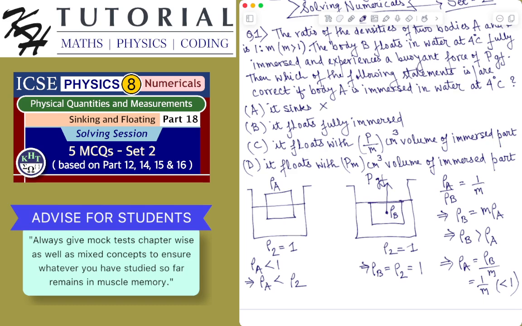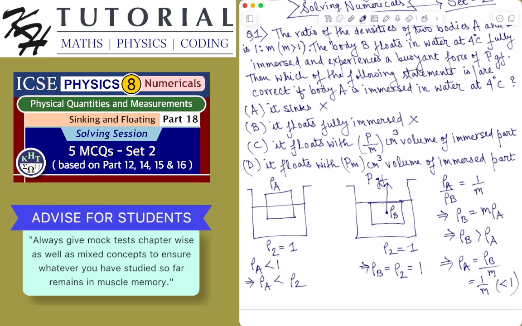Choice B is saying it floats fully immersed. No, the body A will float in the water at 4 degrees centigrade fully immersed only when the density of the body A is equal to the density of water at 4 degrees centigrade, which means that rho A has to be equal to 1. But we got that rho A is less than 1. So B is also not correct.